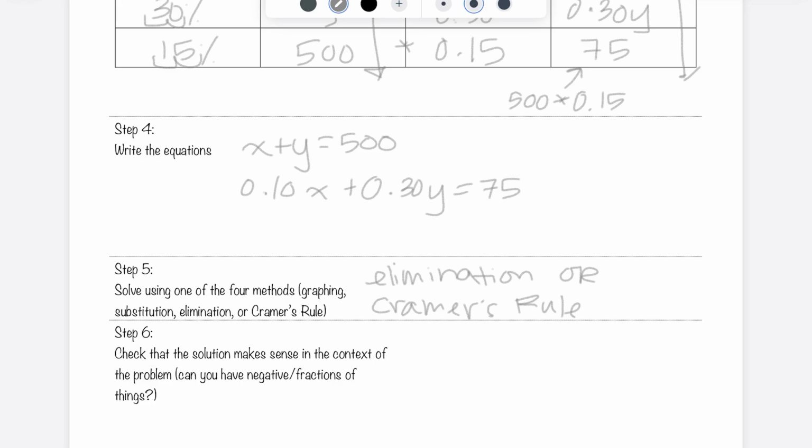All right, so since in the context of the problem, so still no negatives. You won't often have negatives in word problems, but no negatives. Yes, you could have fractions of things, because it would be fractions of a milliliter, which makes sense. You could have half a milliliter. So fractions would be fine in this case, no negatives.